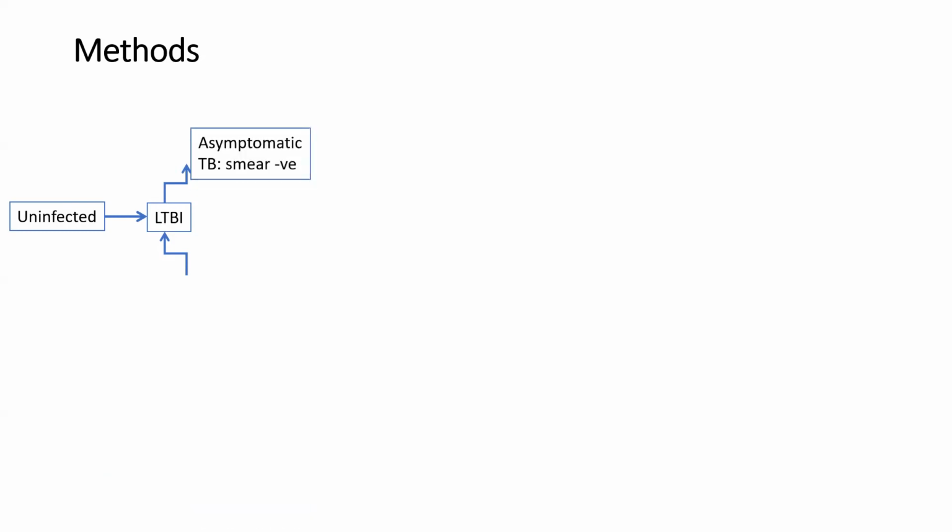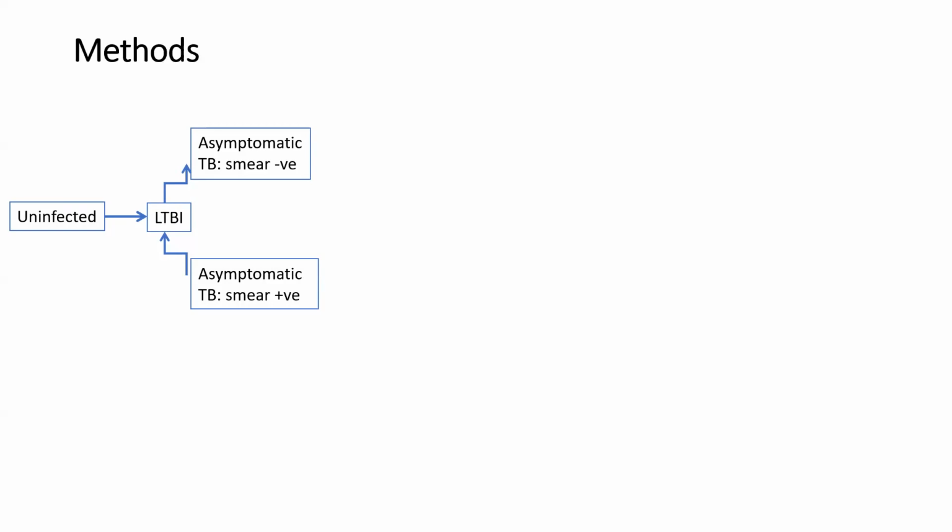When they developed their model, they started with uninfected individuals. These uninfected individuals are followed by latent TB infection. After latent TB infection, individuals go to asymptomatic TB, which can be smear negative, as well as asymptomatic TB, which is smear positive.